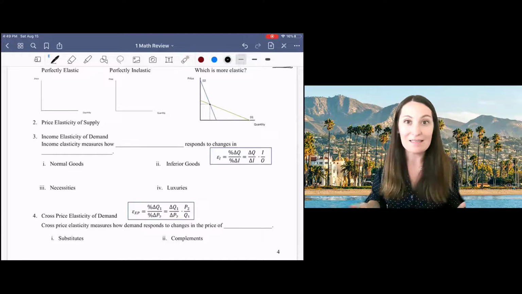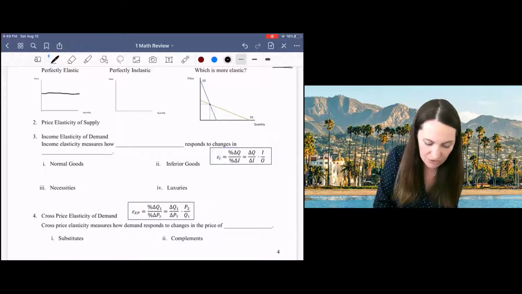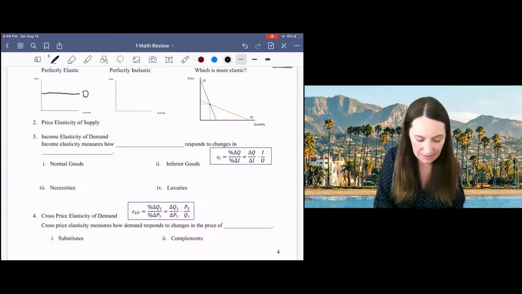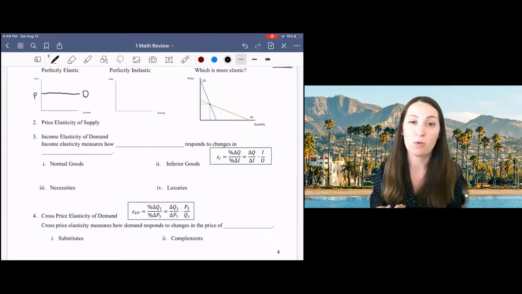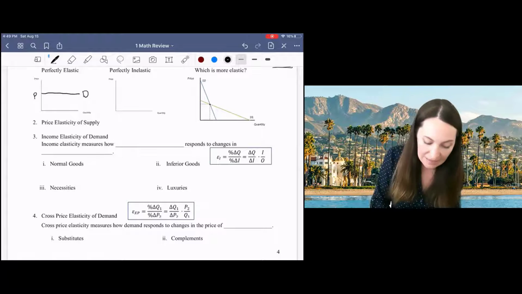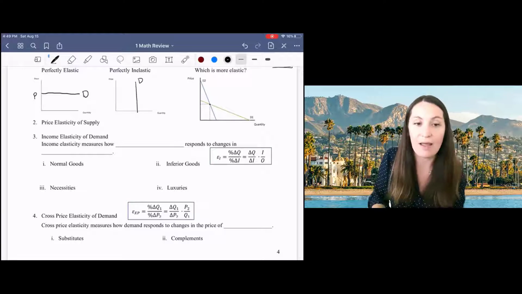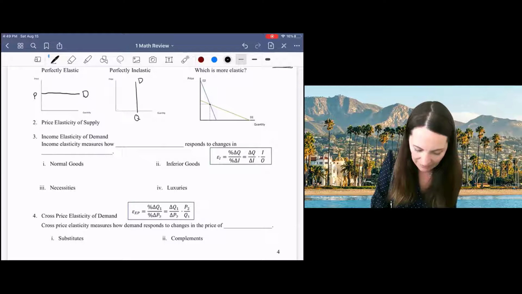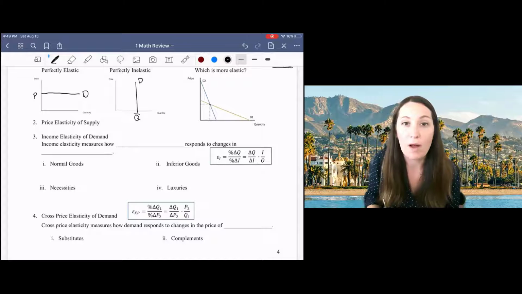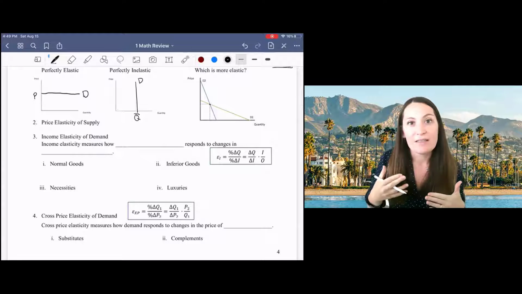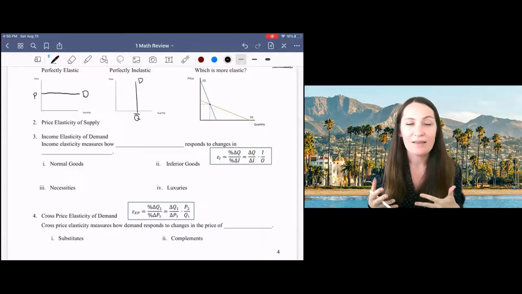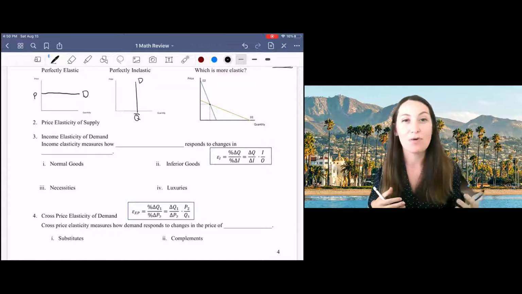So a perfectly elastic demand curve is one where consumers purchase any number of goods at a certain price, but raise the price at all and consumption would go to zero. A perfectly inelastic demand curve would be a demand curve where people would buy a fixed quantity of the product no matter what the price was. Any change in price would have no effect on the change in quantity. So you can see based on these extremes that the steeper the demand curve, the less elastic. The flatter the demand curve, the more elastic.